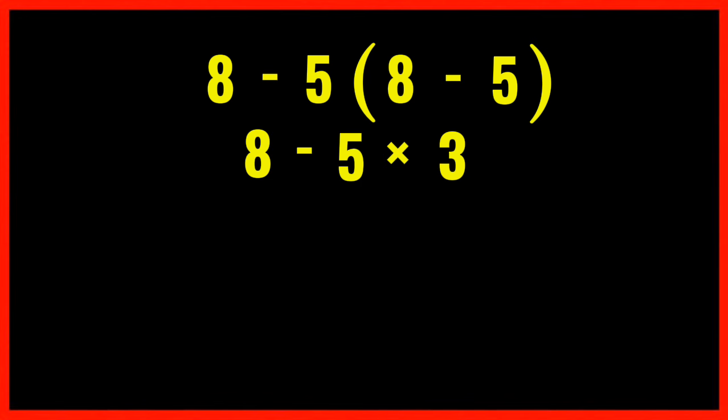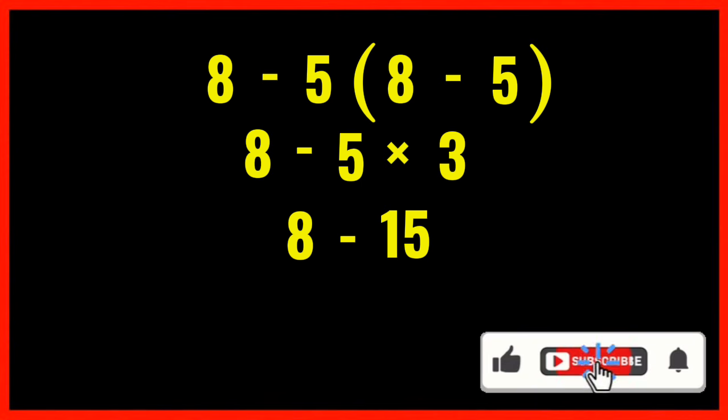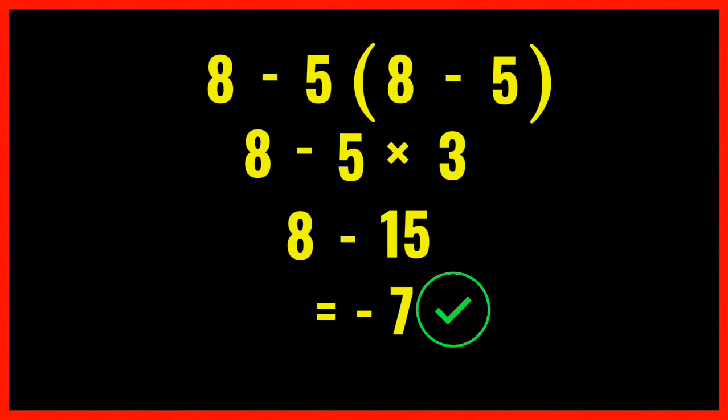Next, according to PEMDAS, multiplication comes before subtraction, so we multiply 5 times 3, which equals 15. Now we have 8 minus 15, and that gives us negative 7. So the correct answer is negative 7, not 9.